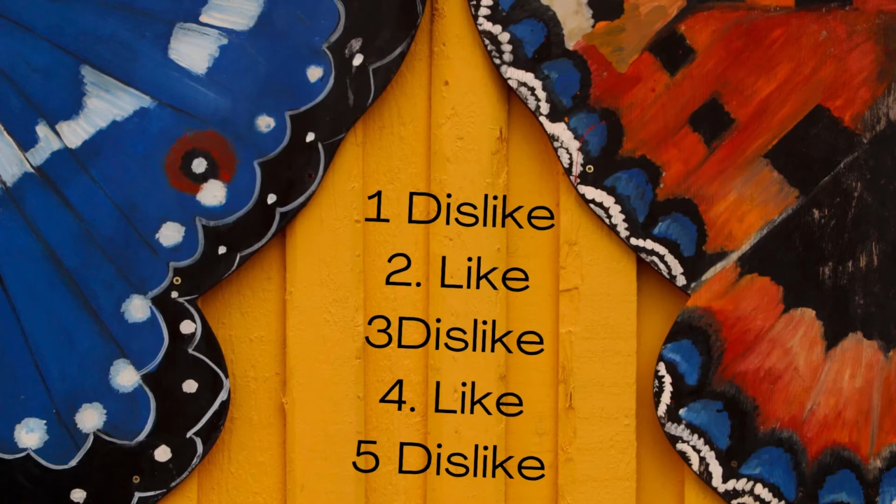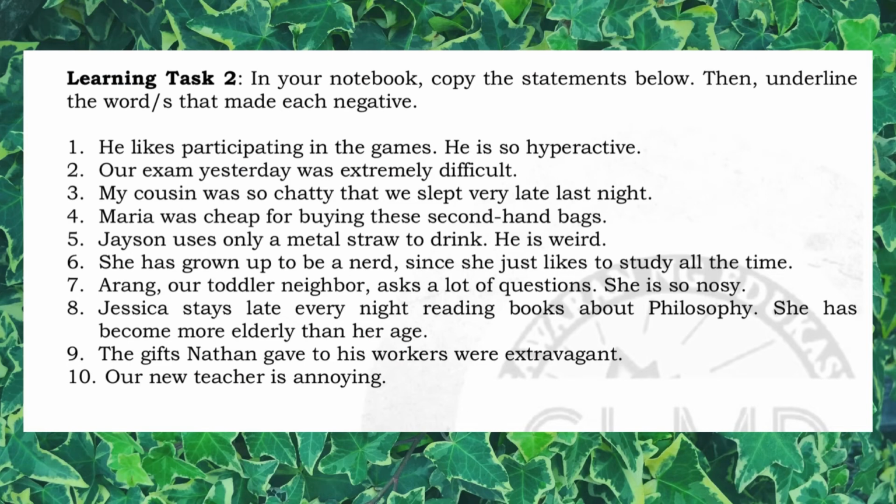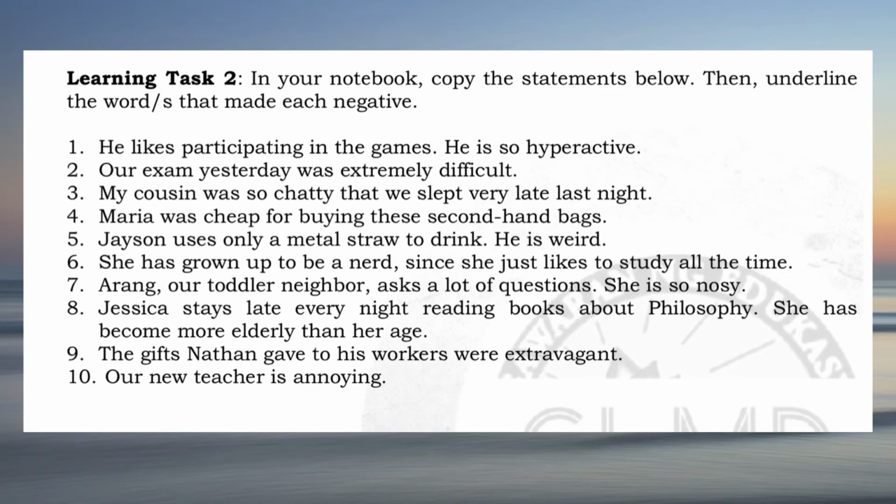So let's check your answers. Number 1, the answer is dislike. Number 2, like. Number 3, dislike. 4, like. And of course, number 5, dislike. Okay? Now let's answer learning task number 2 in your notebook. So copy the statements below, then underline the words that made each negative. Okay, that's 1 to 10. I'll give you 15 minutes.